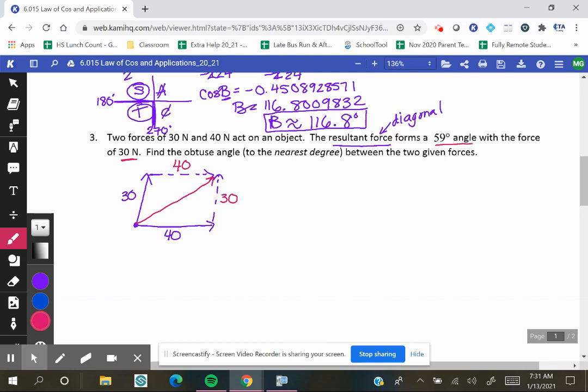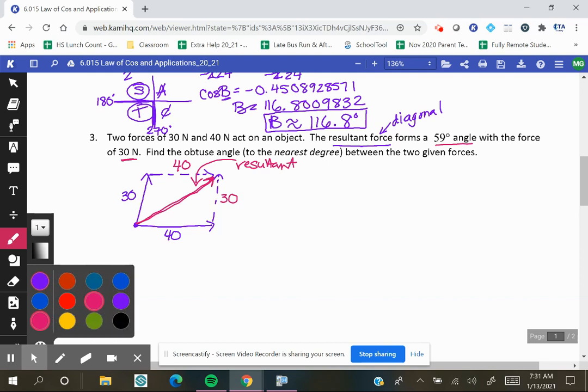So it's hard to kind of read these. You have to read a couple times to figure out exactly what you're being asked to do. So the resultant, this pink line right here, the diagonal, actually let's label that, forms a 59-degree angle with the 30 Newton force. So here's the 30 Newton force, and here's the resultant. It says the resultant forms a 59-degree angle with the 30 Newton force. So that's the angle that would be 59. And of course, you can always trace those things if that helps you.